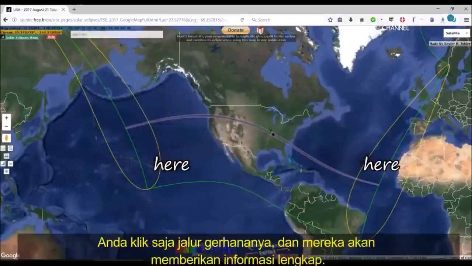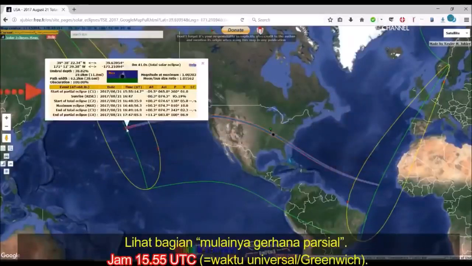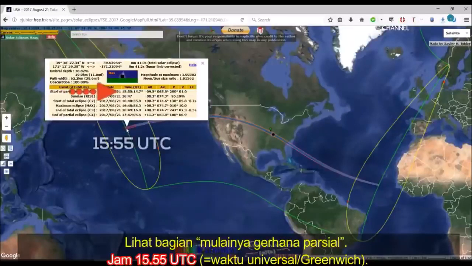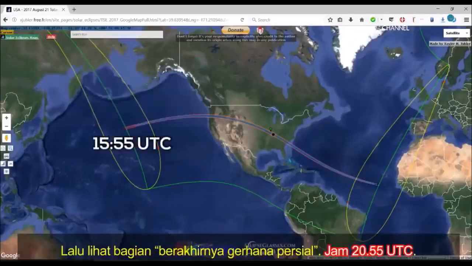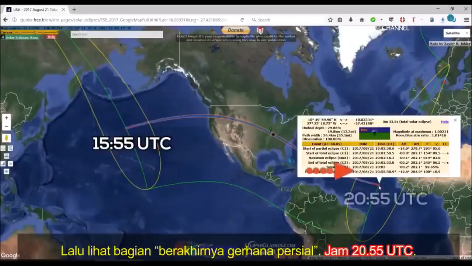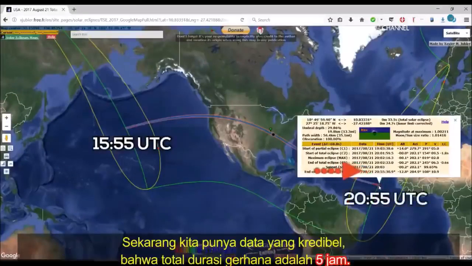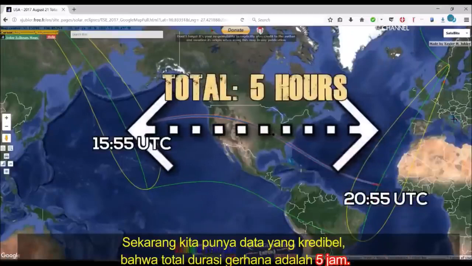You just click the path and they give you complete information. See the start of partial eclipse, it's 1555 UTC. Then the end of partial eclipse, 2055 UTC. Now we have credible data that total eclipse duration is 5 hours.